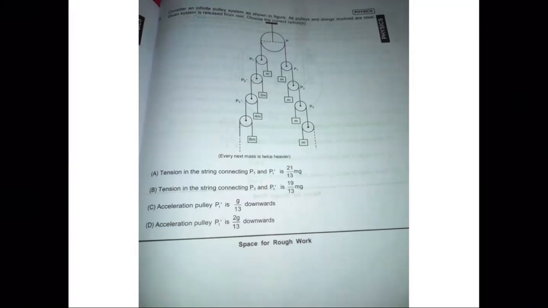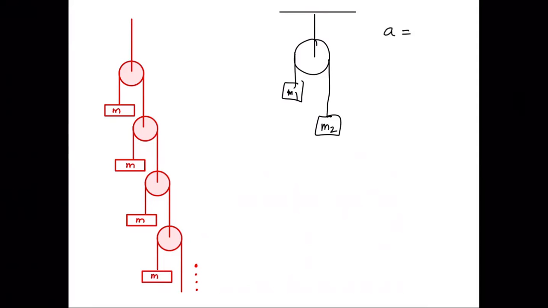All right. So again, I'm doing a very quick recap of that Atwood machine scenario, where suppose I have this fixed pulley. On the right, I have mass m1. On the left, I have mass m2, right? We have already seen this. In this particular case, the acceleration of any block, suppose m2 is heavier, will be (m2 minus m1) upon (m1 plus m2) into g.